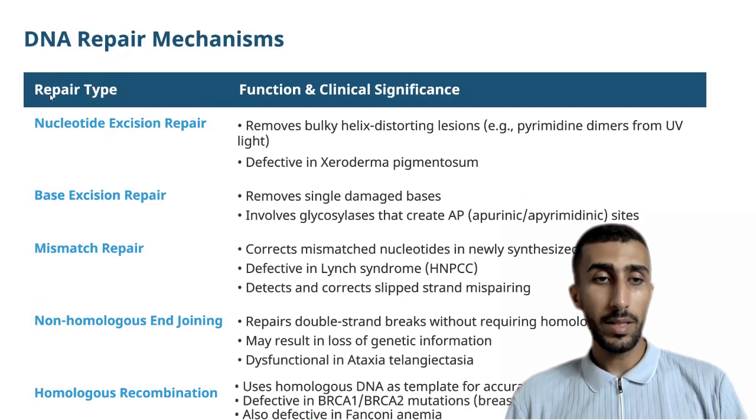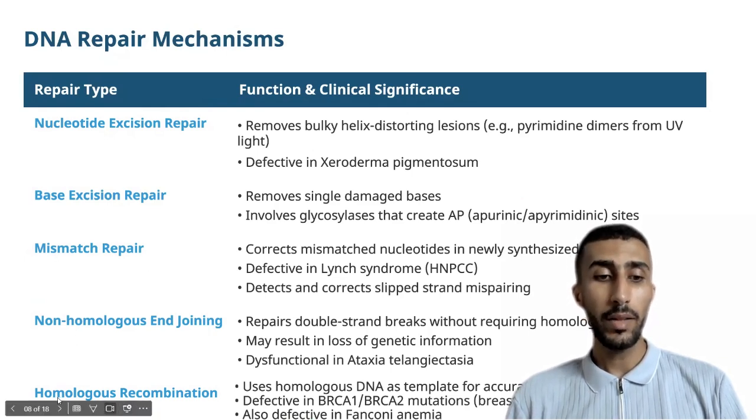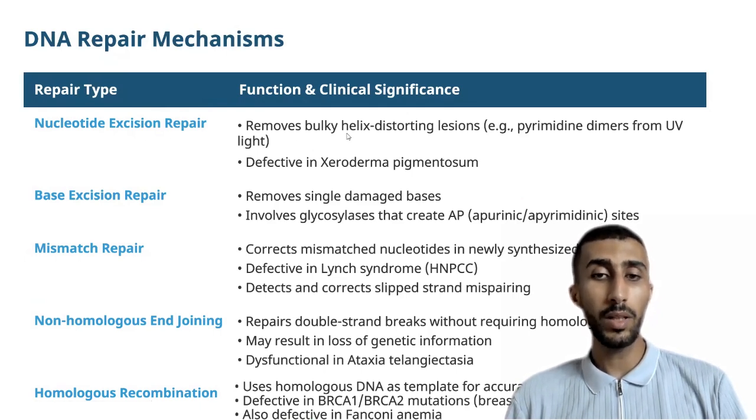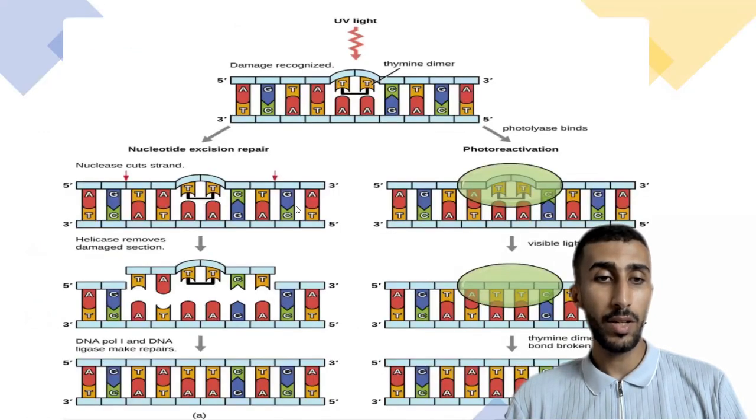The DNA repair mechanisms. There are different mechanisms for DNA repair: nucleotide excision repair, base excision repair, mismatch repair, non-homologous end joining, and homologous recombination. Nucleotide excision repair means removing bulky helix-distorting lesions, such as pyrimidine dimers from UV light. For example, UV light forms something called thymine dimers here, and we're going to remove them.